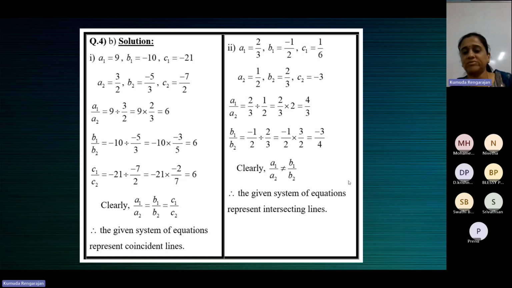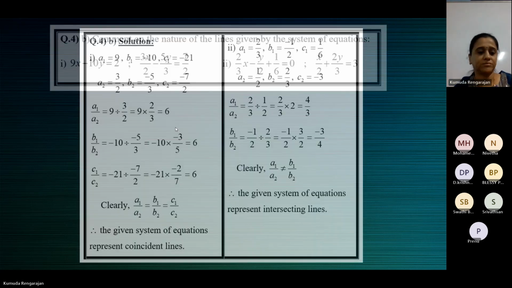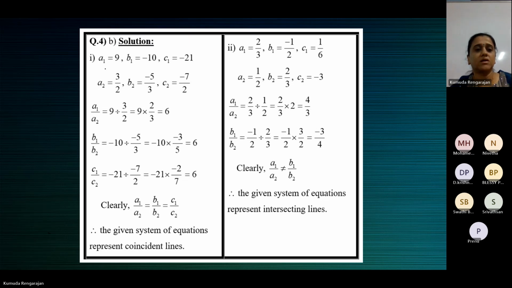Yeah, please check your steps, children. You don't have to take LCM. You don't have to do that. You can take the equations as they are given. You don't have to take the LCM and spend time. So A1, B1, C1, A2, B2, C2. Then A1 by A2, B1 by B2, C1 by C2.